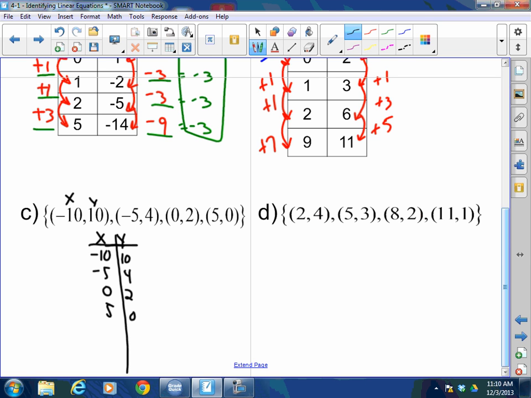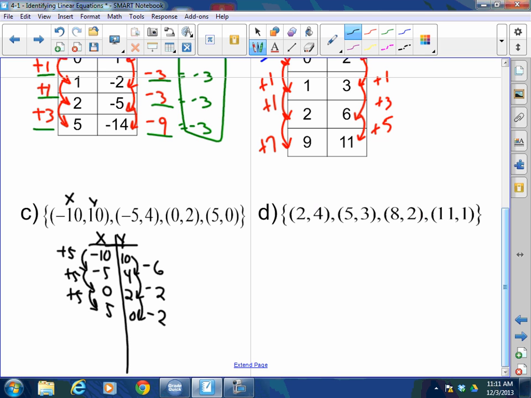Okay. How do I go from 10 to 4? Minus 6. How do I get from 4 to 2? How do I get from 2 to 0? Subtract 2. How do I get from negative 10 to negative 5? How do I get from negative 5 to 0? How do I get from 0 to 5?